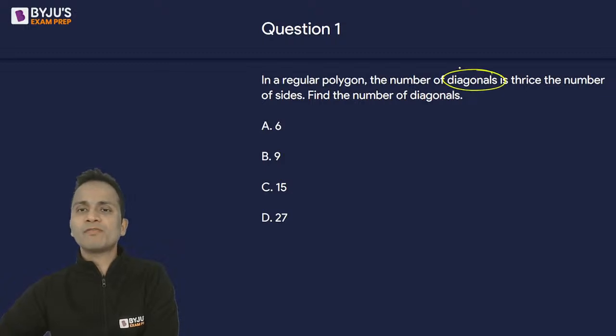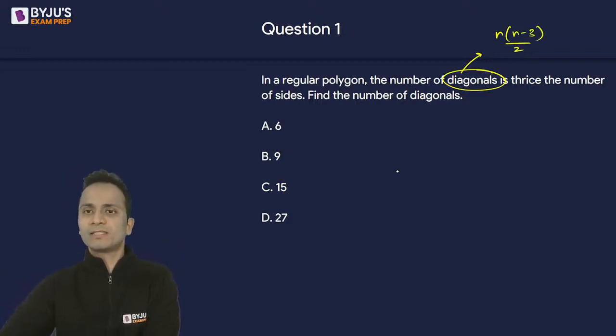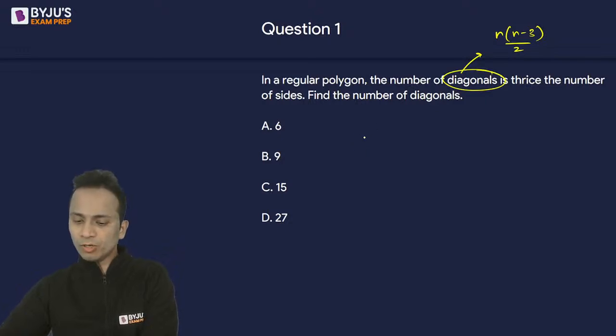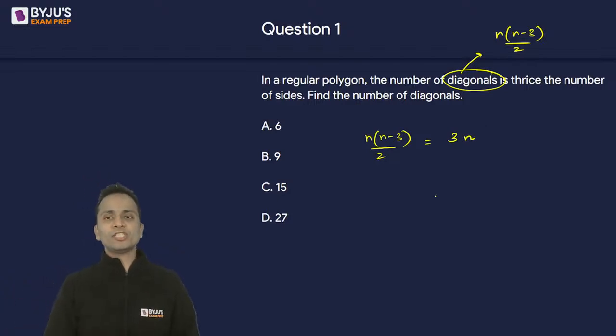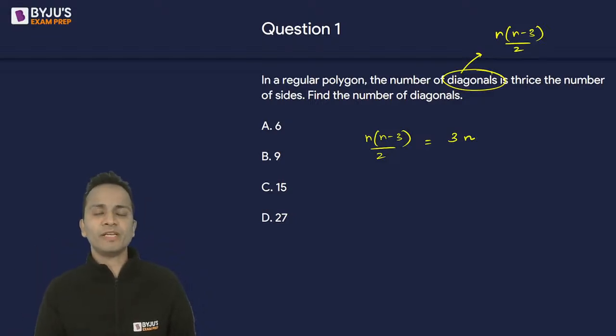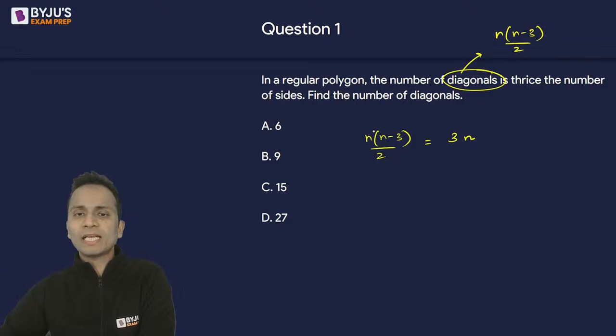And the formula for finding the number of diagonals in a regular polygon is n into (n minus 3) divided by 2, where n is the number of sides. So number of diagonals is n(n minus 3)/2. Now this is given as thrice the number of sides, so it is equal to 3n. So now you have an equation in terms of n. You can find out the value of n after solving this. Now n will get cancelled from both sides, so you will have n minus 3 is equal to 6. The value of n is equal to 9.